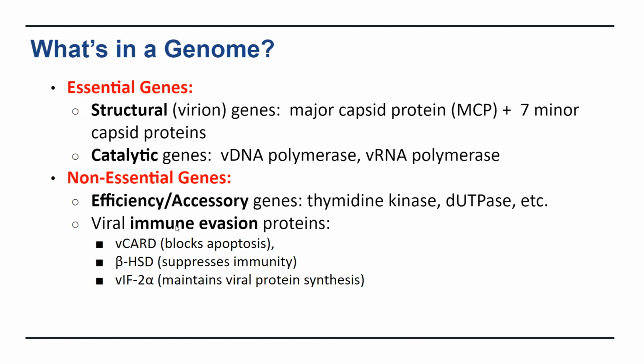As for the viral immune evasion genes, there are a variety of these, and I listed three of them here. vCARD, which blocks apoptosis, a beta-hydroxysteroid dehydrogenase that suppresses immunity, and then a gene called vIF2 alpha that maintains viral protein synthesis in the face of the shutoff of host protein synthesis. It turns out that, again, you could knock these genes out and the virus will replicate in most cells in culture perfectly fine. But if you knock them out and infect an animal, the replication is diminished and the virulence is reduced. And so again, they're non-essential in vitro, but they're required in vivo for infection. I'll talk more about these at the end of the talk.